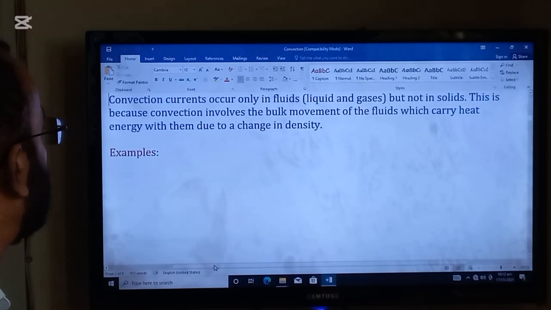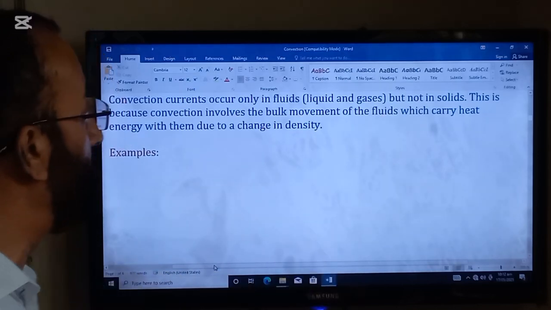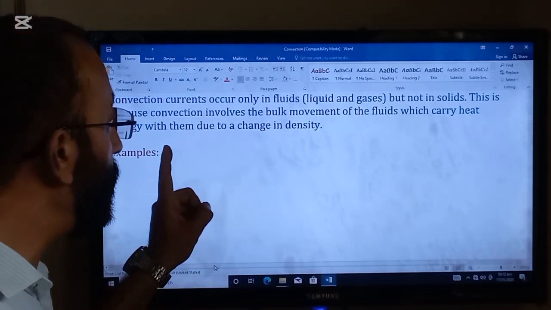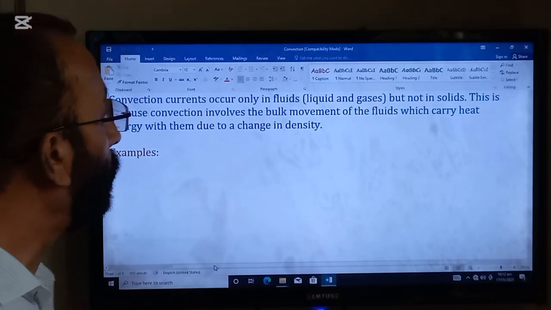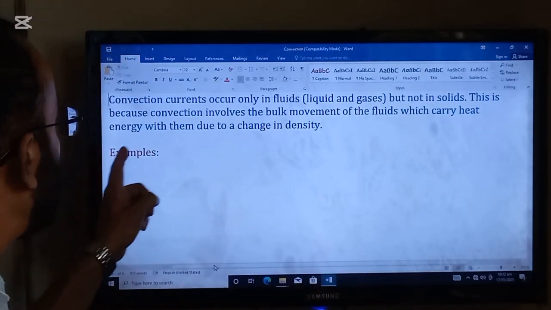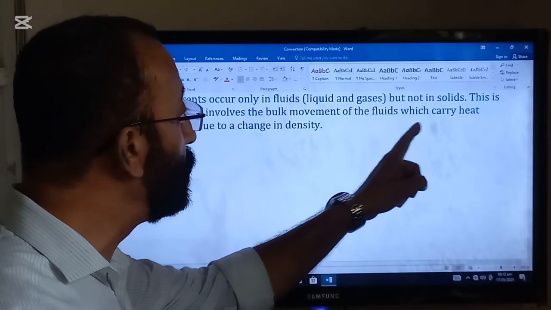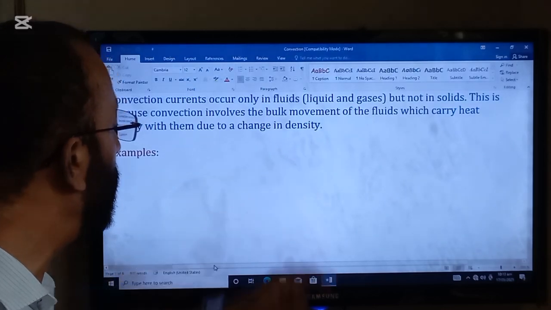Convection currents occur only in fluids. This is another very important concept of convection. Convection currents do not take place in solids because solids are not fluids. This is because convection involves the bulk movement of the fluid, which carries heat energy with it due to a change in the density.